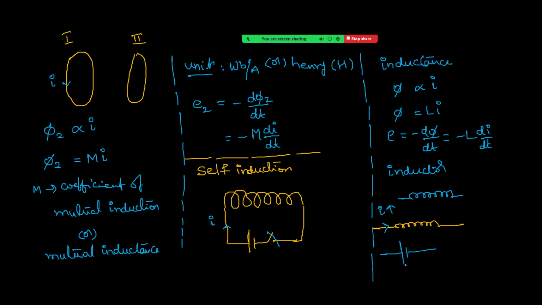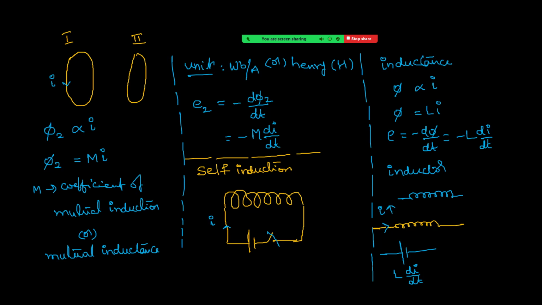Okay. And for this battery, what is the EMF? That is L into di by dt. And here I am not writing minus because that minus is for the direction part. And here we have already taken the polarity. So now just focus on the modulus value. Okay.